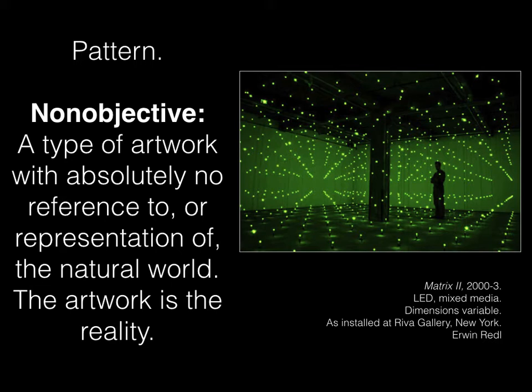Okay, pattern. So non-objective pattern is a type of artwork with absolutely no reference to or representation of the natural world. The artwork is the reality. So in this piece by Erwin Raudel called Matrix 2, we see this room that has a bunch of hanging LED lights that are all strung about 1 foot away from each other in any direction.